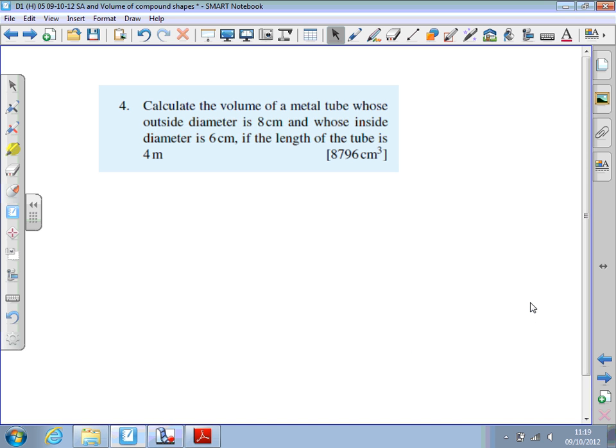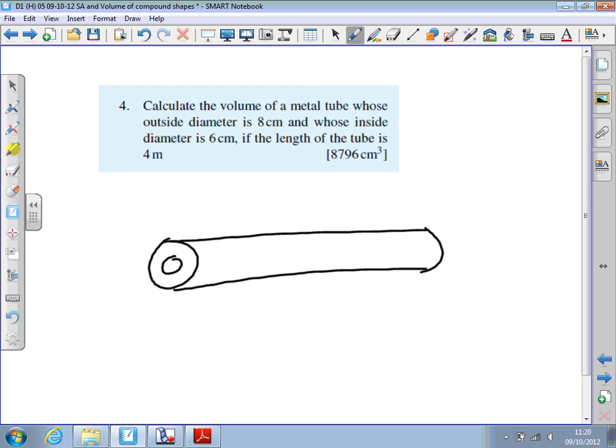So calculate the volume of a metal tube whose outside diameter is 8 and whose inside diameter is 6 if the length of the tube is 4. Draw it. So we've got a cylinder, but it's a tube, so we've got an outside and an inside diameter. That's what this is about. So actually, we're after the area of what's exposed in the tube.